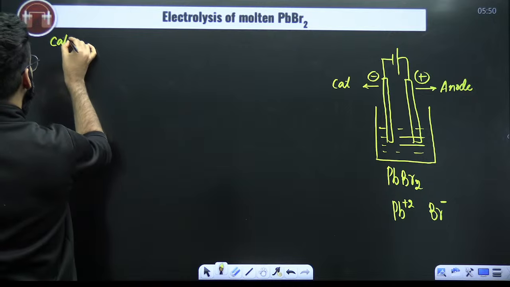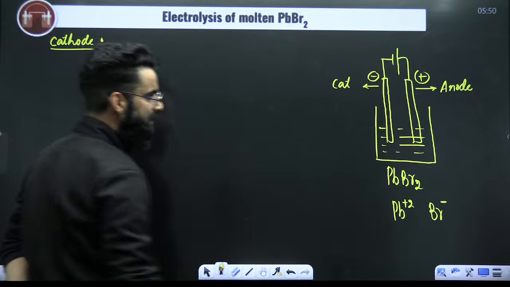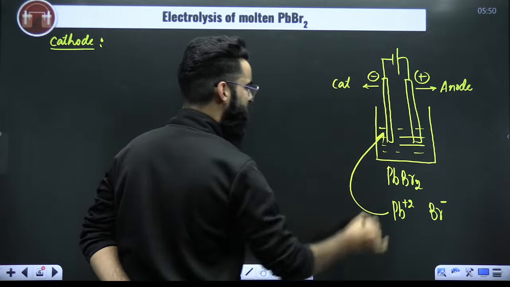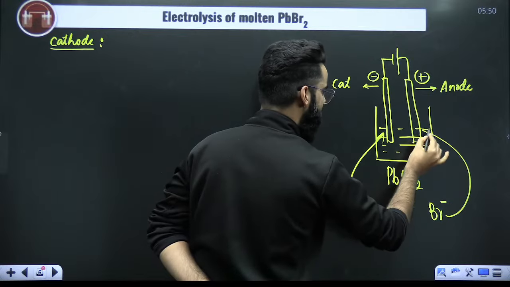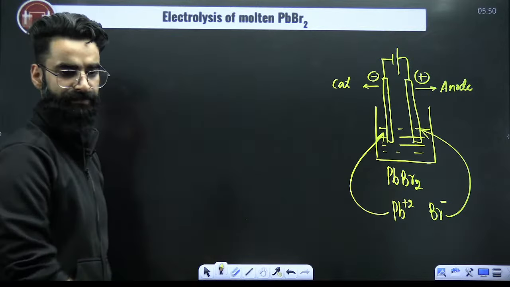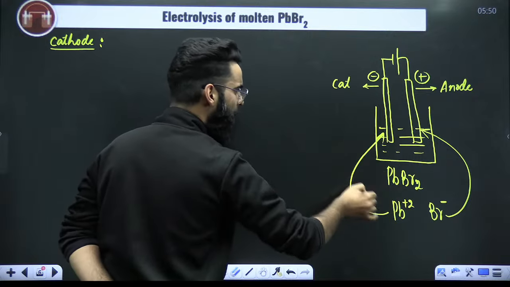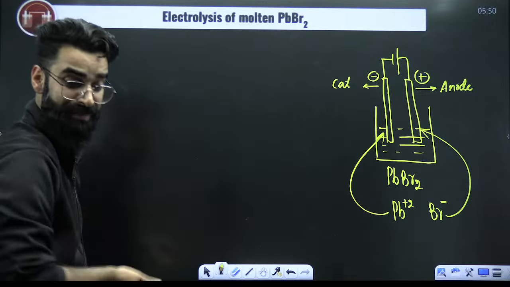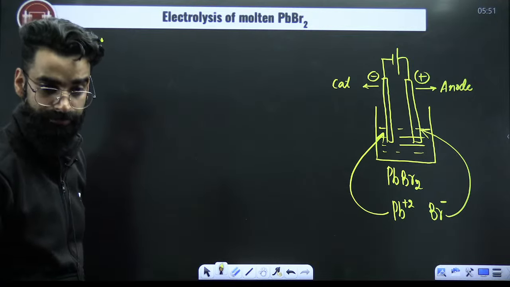At cathode, reduction takes place. Reduction means gain of electrons. So this particular cathode, this negatively charged rod, is going to attract Pb²⁺ towards itself. And this positively charged rod is going to attract Br⁻ towards itself, right? So I would say at cathode, Pb²⁺ will undergo reduction. At cathode, reduction takes place. So Pb²⁺ will go to the cathode and undergo reduction, right?